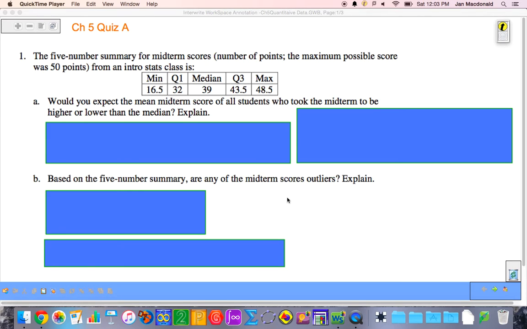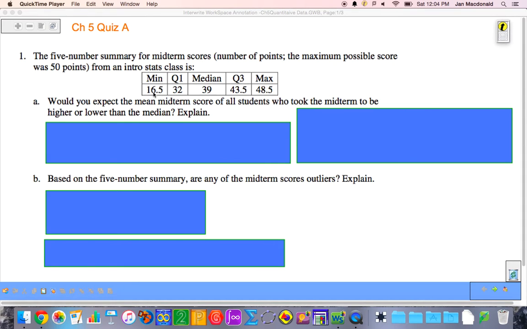The 5-number summary for midterm scores, where the maximum possible score was 50 points, from an intro stats class is: minimum was 16.5, quartile 1 was 32, median was 39, quartile 3 is 43.5, and maximum is 48.5. Okay, so these are our midterm scores out of 50 points.